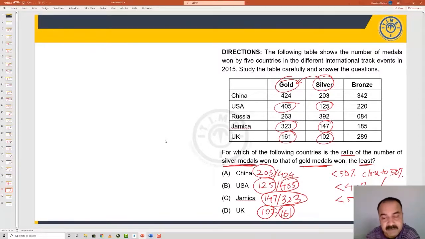This is now more than 50%. What is half of 161? It is 80.5. And the number out here is 102. And that is more than 80.5. So this number is actually more than 50%.